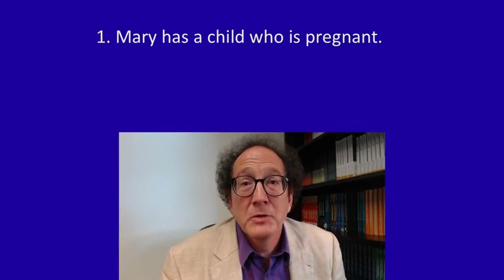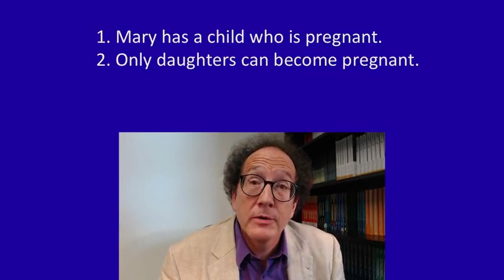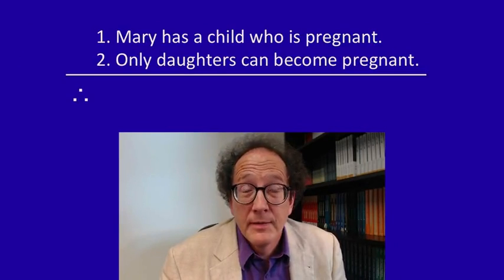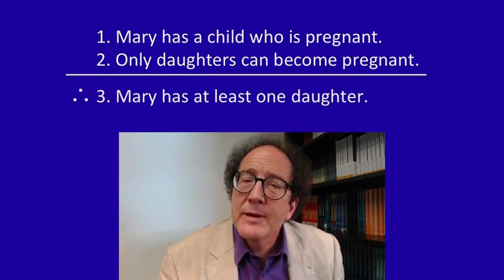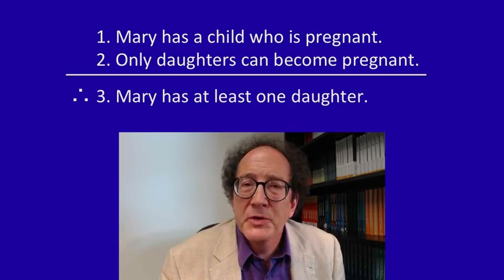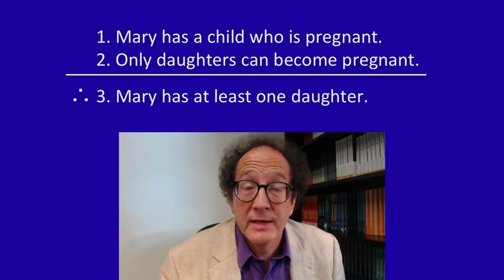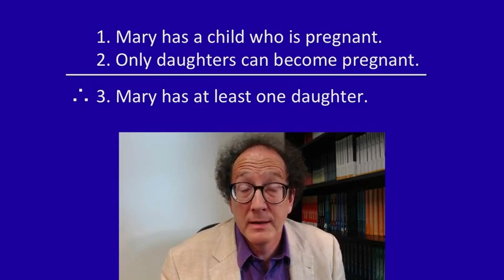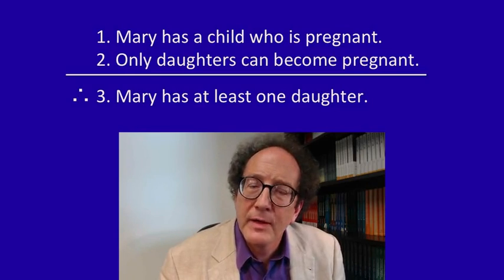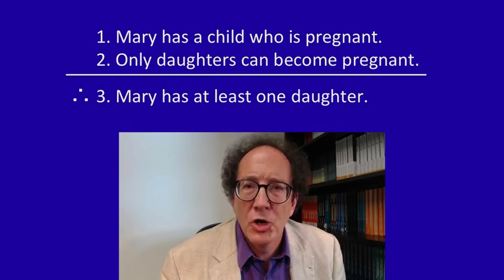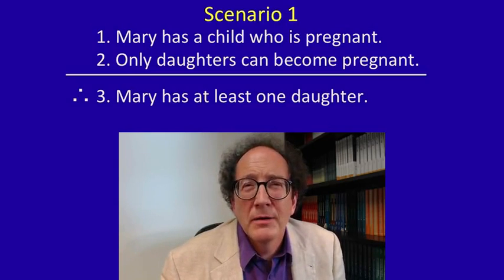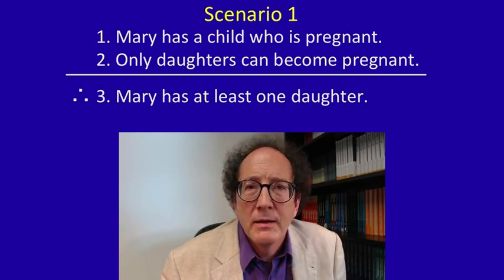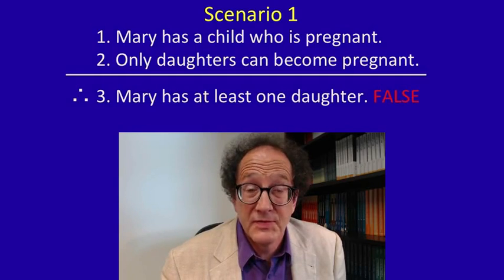Mary has a child who is pregnant. Only daughters can be pregnant. Therefore, Mary has a daughter. So is there any way to tell a coherent story where the two premises are true? That is, where Mary has a child who is pregnant and only daughters can be pregnant. But the conclusion's false. Mary does not have a daughter. Well, just try. Suppose Mary has only one child and it's a son. There, the conclusion is false.